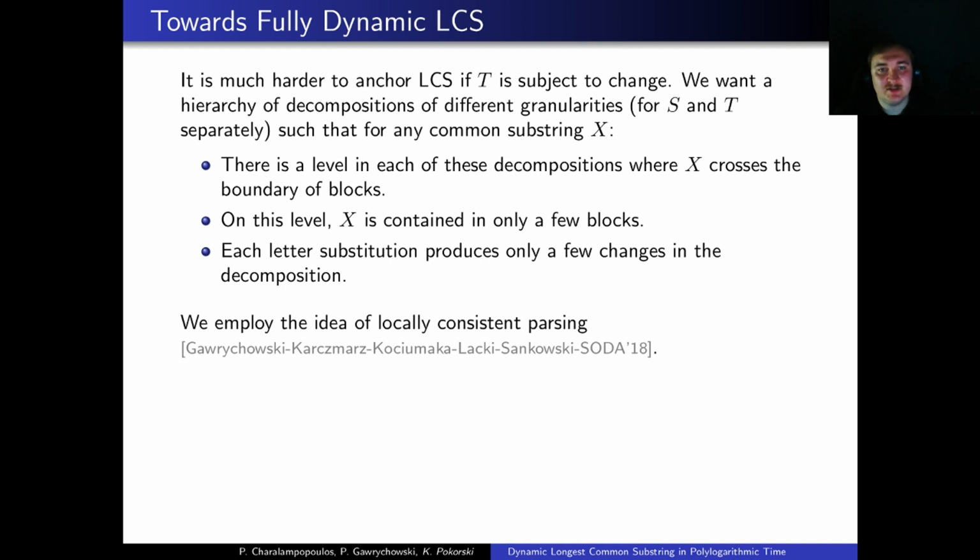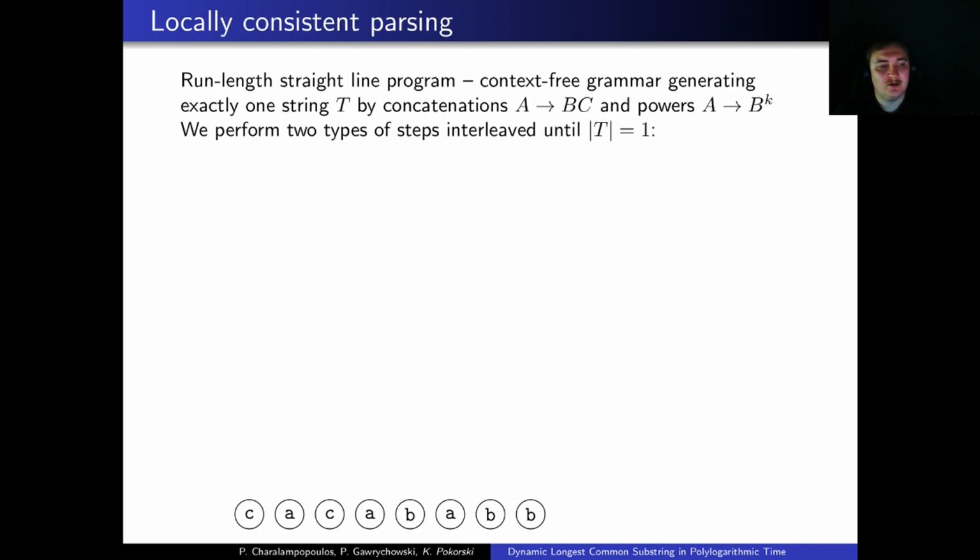And to achieve this, we use the idea of locally consistent parsing. This was known earlier. It is not a new idea, but we just use the variant that appeared in the SODA 18 paper. So let me first tell you what this locally consistent parsing is. For both words separately, S and T, we want to represent the word as a context-free grammar that generates the word. So we want to create a context-free grammar which produces only that one word.